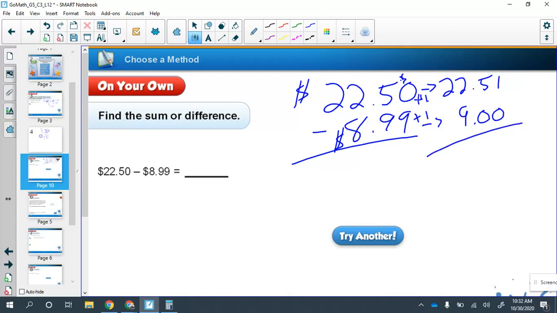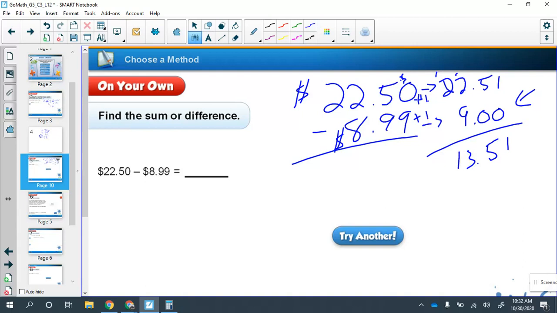But on the second problem, I don't have to do any regrouping, right? 1 minus 0 is 1. 5 minus 0 is 5. I mean, I do have to do some regrouping when I get over here into the ones place, but I don't have to do nearly as much regrouping. 12 minus 9 is 3, and 1 minus nothing is 1.